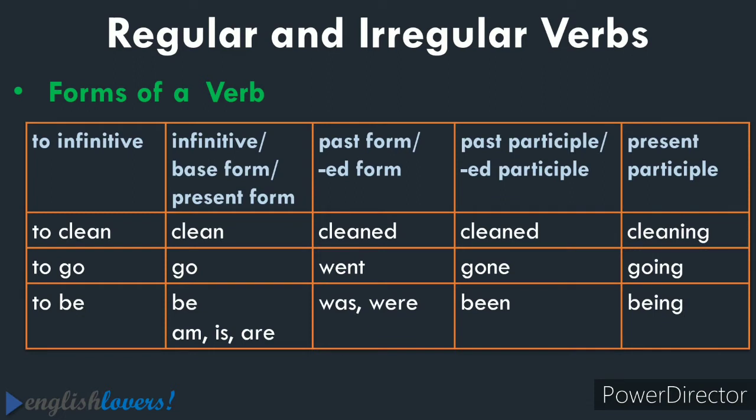There are basically these 5 forms. First is the to infinitive form. Next is the infinitive, also called the bare infinitive, or base form, or present form. It is one and the same. Next is the past form, also called the ed form. Next is the past participle or ed participle, and the fifth is the present participle. So any verb in the English language has these many forms.